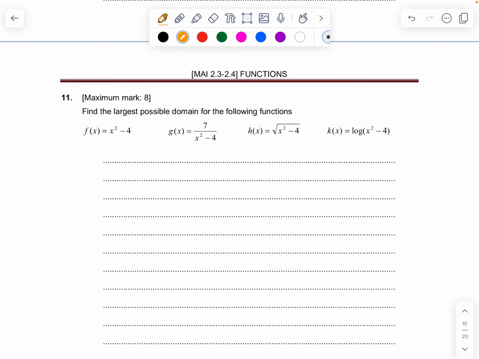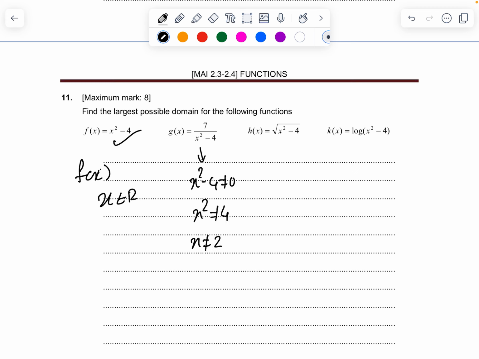Same again, for example, f of x. We can plug in any value of x because every time we are going to get an answer. For g of x, x square minus 4 should not be equal to 0. So x square should not be equal to 4. So x should not be equal to 2, and x should not be equal to negative 2.